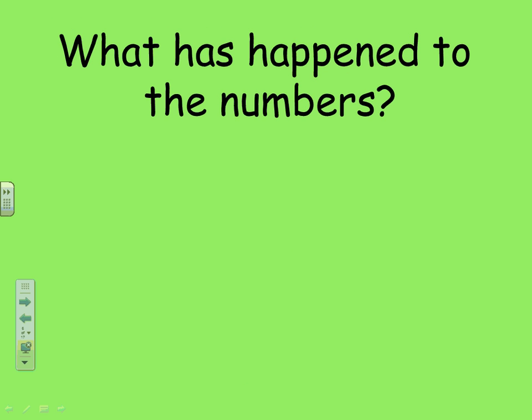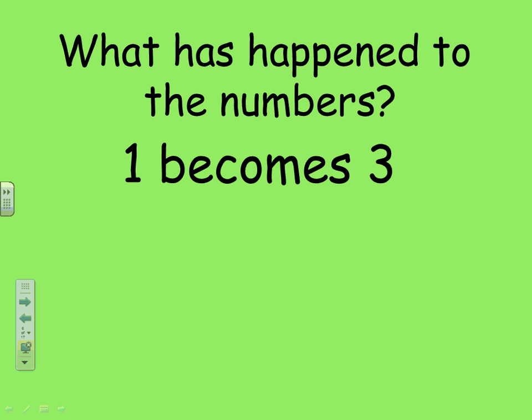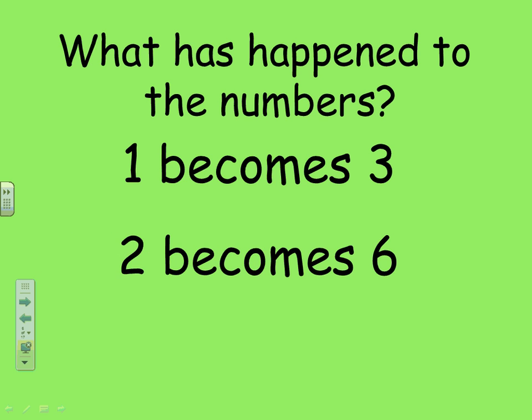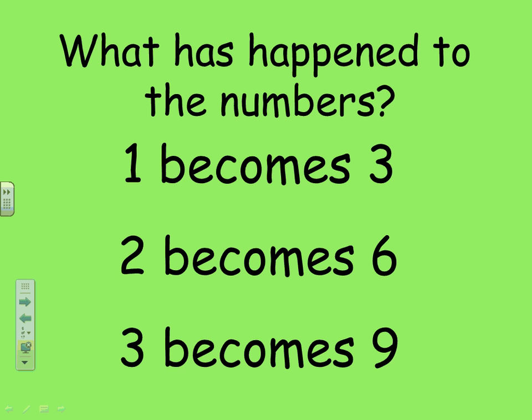So what has happened to the numbers? Let's see. 1 became 3, 2 became 6, and 3 became 9. So most of you are looking at this saying, okay, it's multiply by 3. And that's the rule that we have.